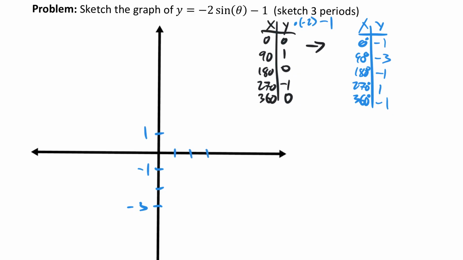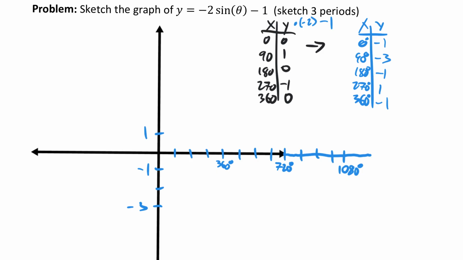1, 2, 3, 4. Okay, this is going to be 360. And then we can go 1, 2, 3, 4 this way. And then why not? Let's just keep extending another 1, 2, 3, 4. So 360, this will be 720. And then this will be another 360, which is 1080. All right, so let's go ahead and plot our points.